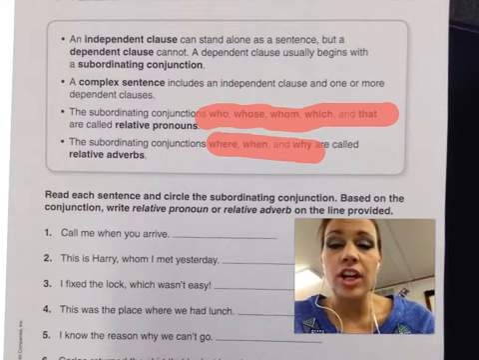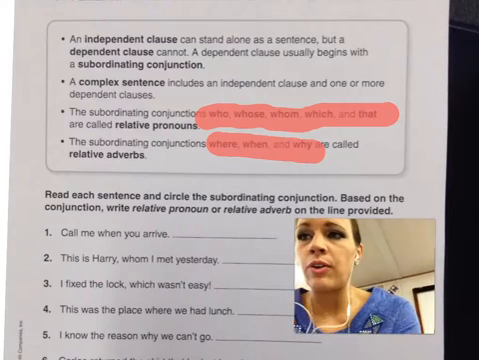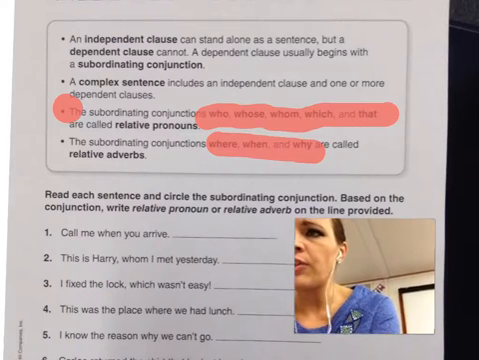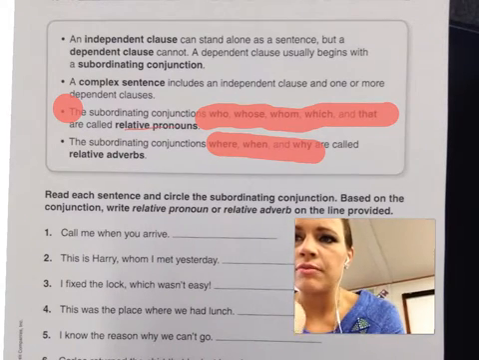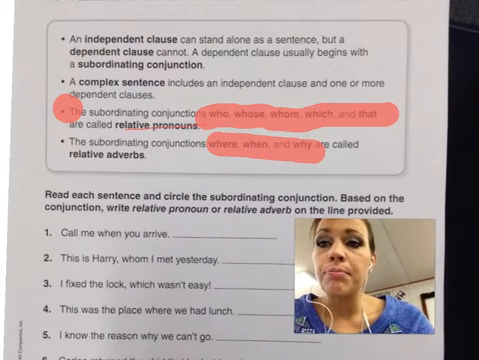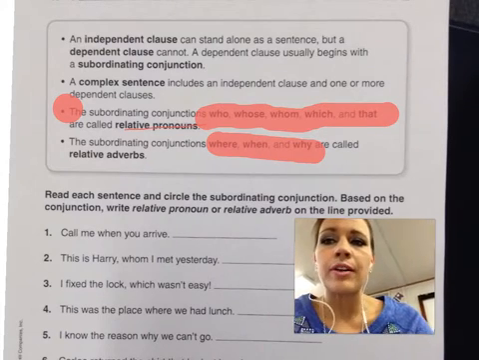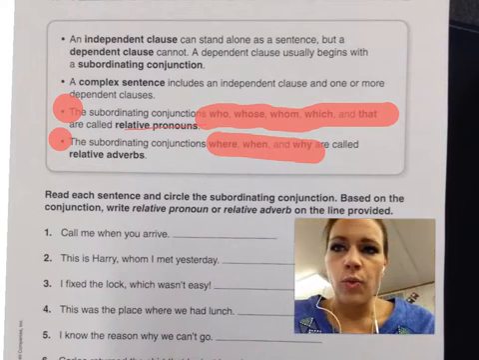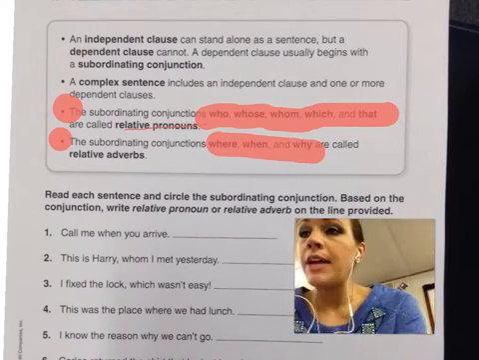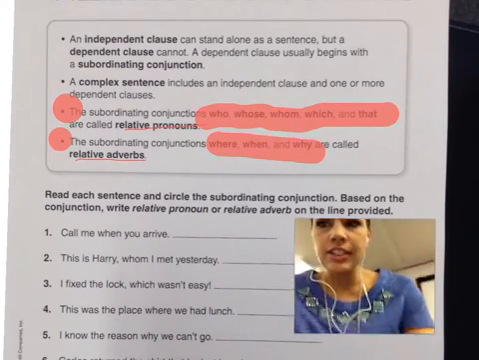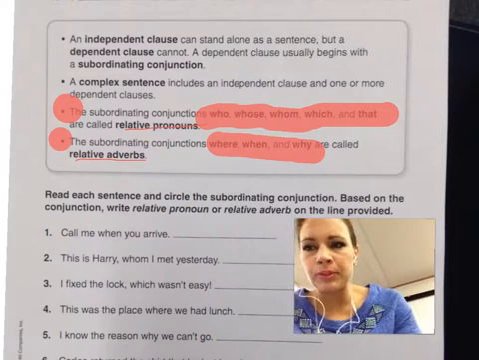Now, if the conjunction is a relative pronoun, these right here, who, whose, whom, which, and that, I know they're a relative pronoun because I'm looking up here at my list. I'm going to write relative pronoun. But if they are adverbs, where, when, and why, I'm going to write relative adverbs on the line. Let's do a couple together as an example.